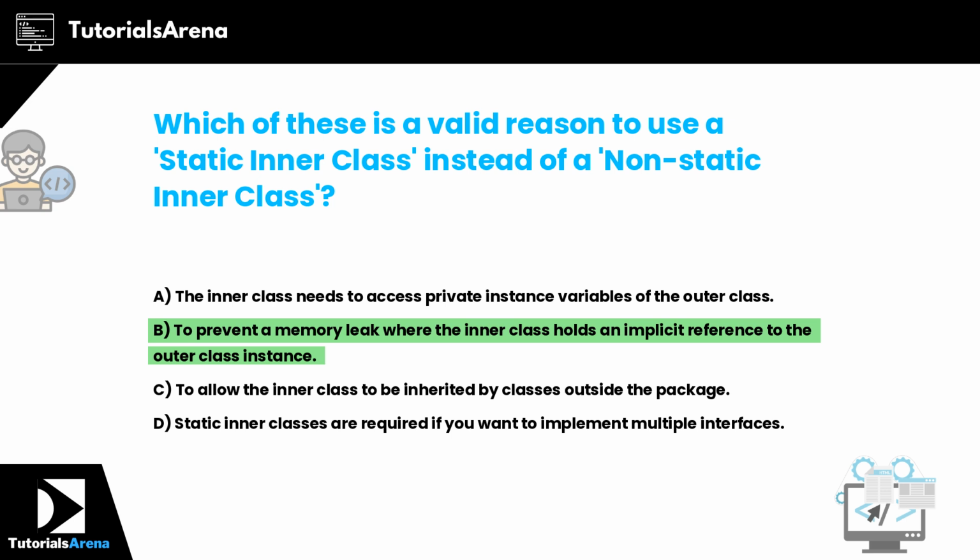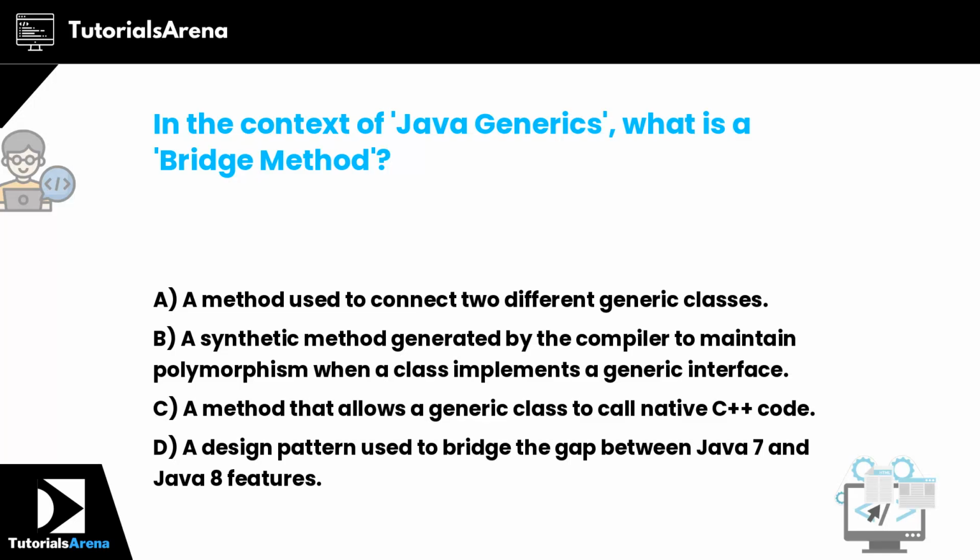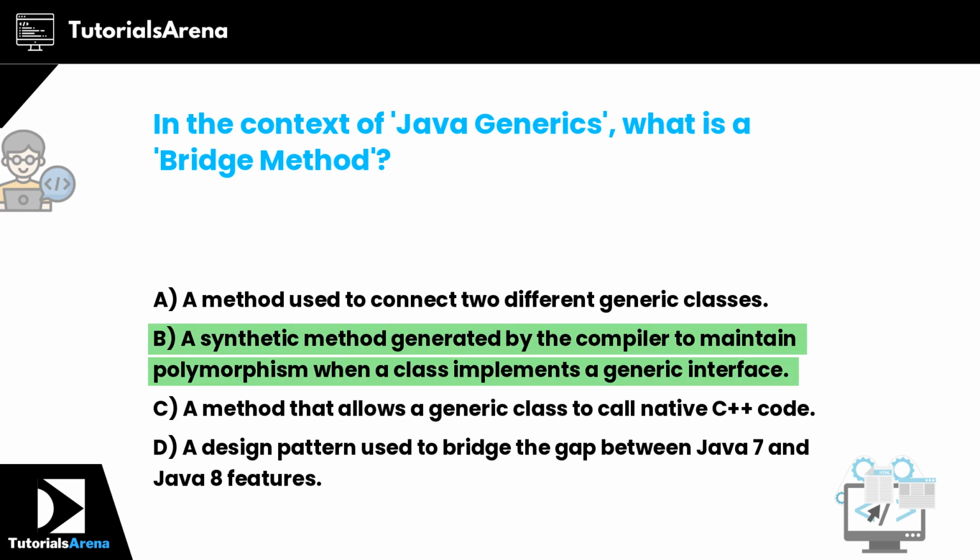What does the native keyword signify when applied to a method in Java? Answer is B. The method is implemented in platform-dependent code, typically using C or C++. In the context of Java generics, what is a bridge method? Answer is B. A synthetic method generated by the compiler to maintain polymorphism when a class implements a generic interface.